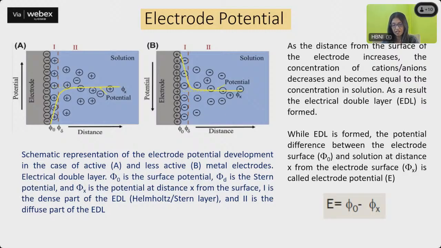Similarly, as you see over here, the potential is increasing, and here you see the potential is again increasing, but in the other direction, because over here you now have the positive charge. You should remember there are two regions from the surface of the electrode. One is region 1 and the other is region 2. What is region 1? It is the dense part of this electrical double layer, which is also known as the Helmholtz or the Stern layer. And 2 is the diffusion part of this particular electrical double layer. So this is the concept of electrode potential, which you should understand.